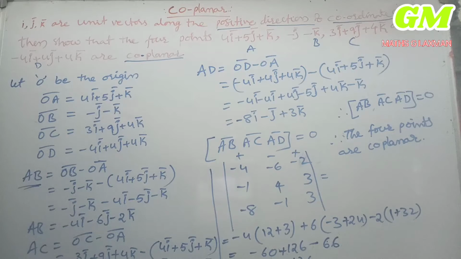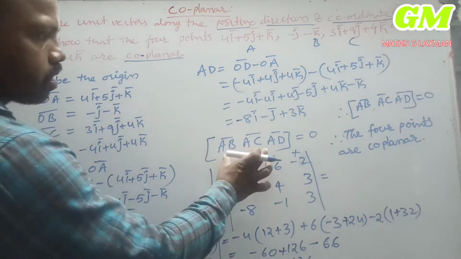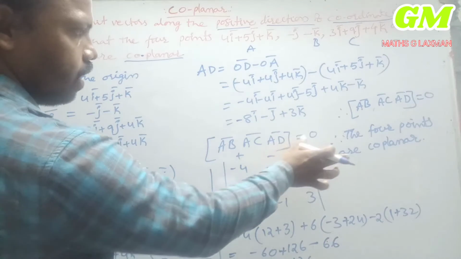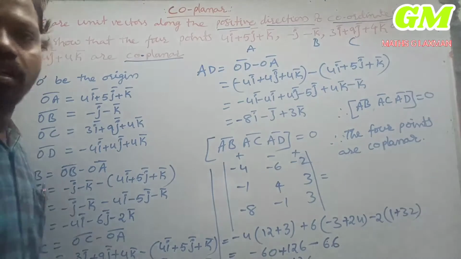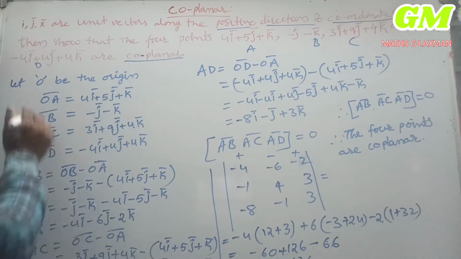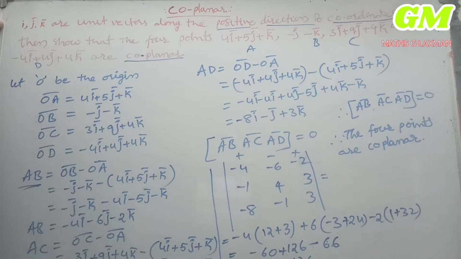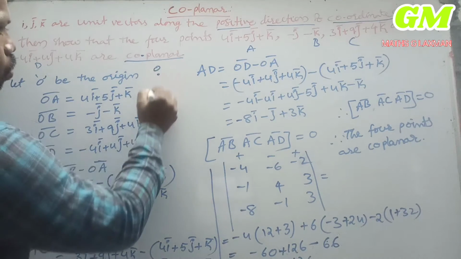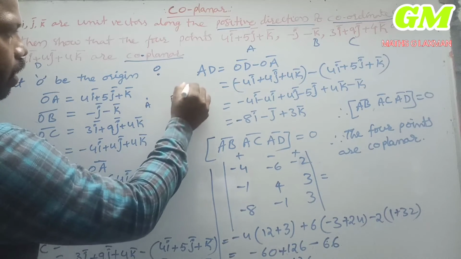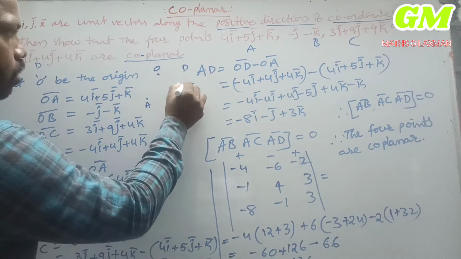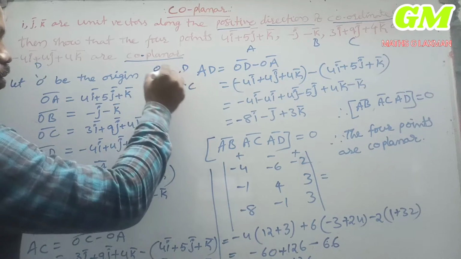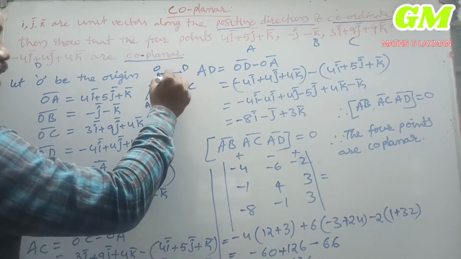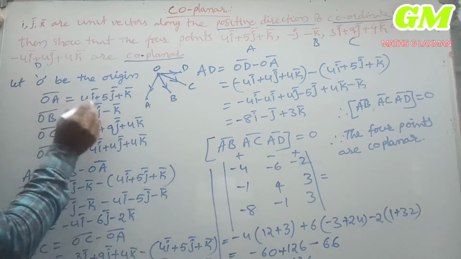To show that they are coplanar, the box product of AB, AC, AD is equal to 0. Then we can say that these 4 points are coplanar. So let O be the origin. From O, this is O, this is A, B, C and D. So these 4 points are there, so OA, OB, OC, OD.